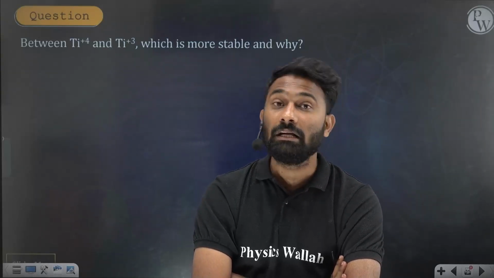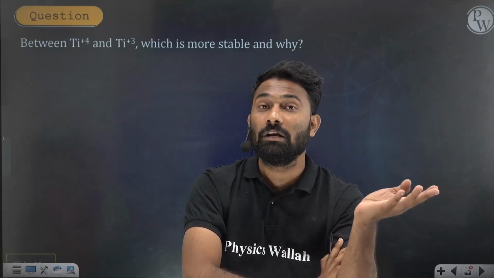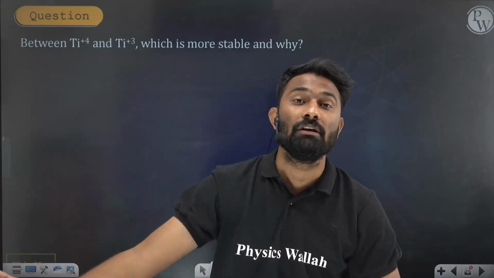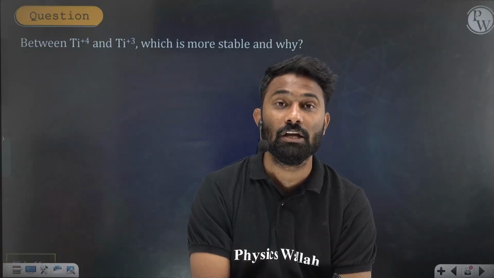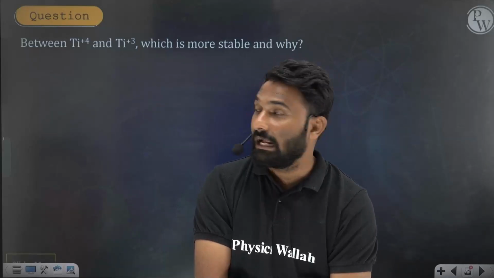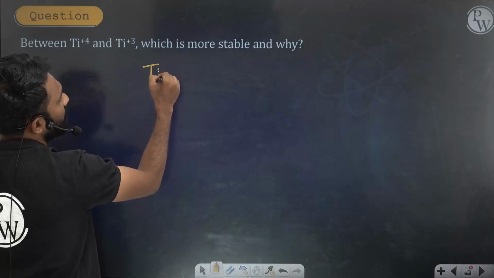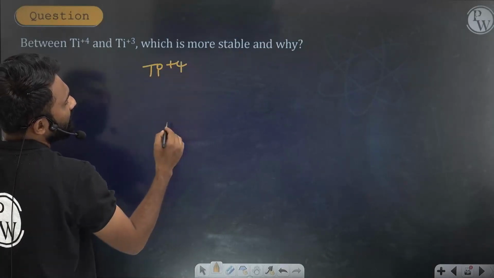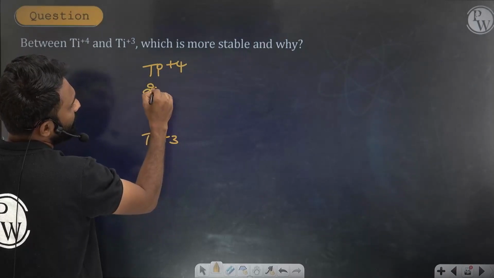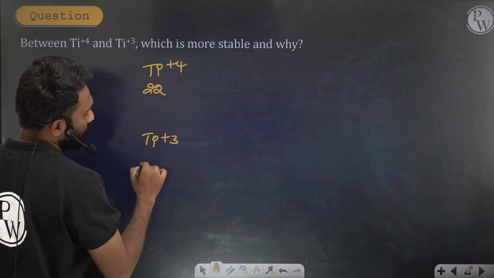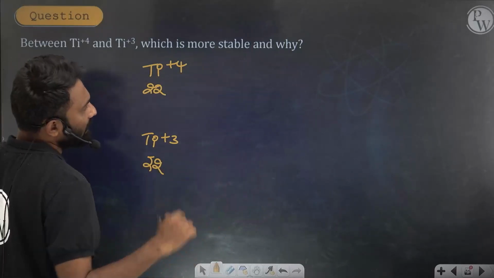Now by that, you have to see which one has reached the nearest noble gas element, or the nearest stable electronic configuration. Clear? Now let's look at titanium +4 and titanium +3. What is the atomic number of titanium? 22. Scandium, then titanium, right?